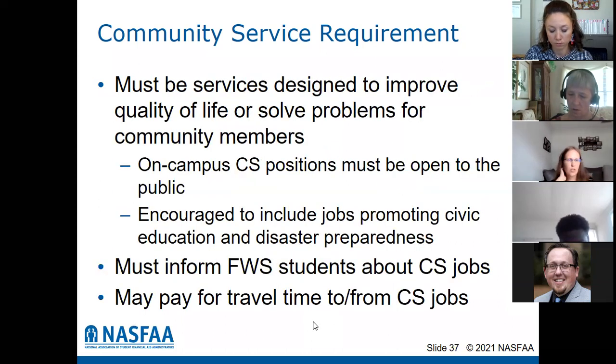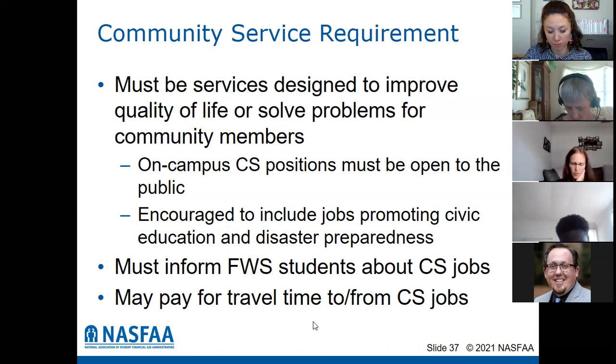So we're going to continue on with community service. Community service is defined as services designed to improve the quality of life for community residents, particularly low-income individuals, or to solve particular problems related to their needs. Included in the definition of community service are childcare services and support services offered by the school to students with disabilities.